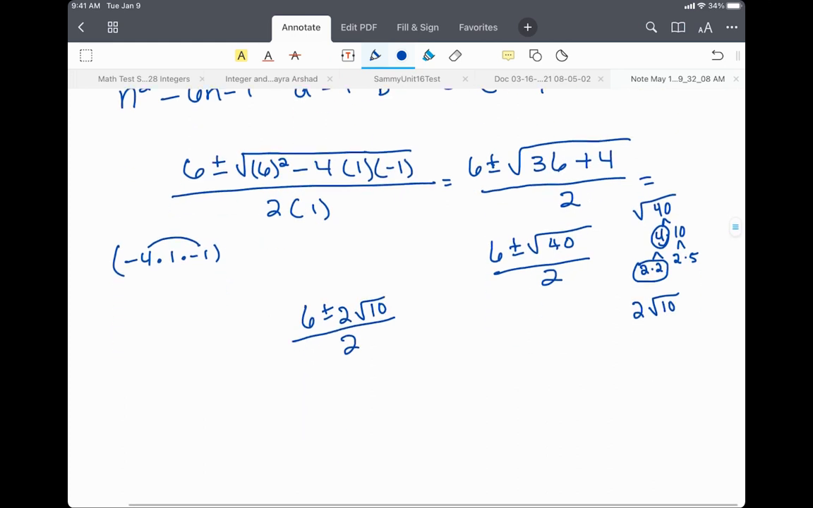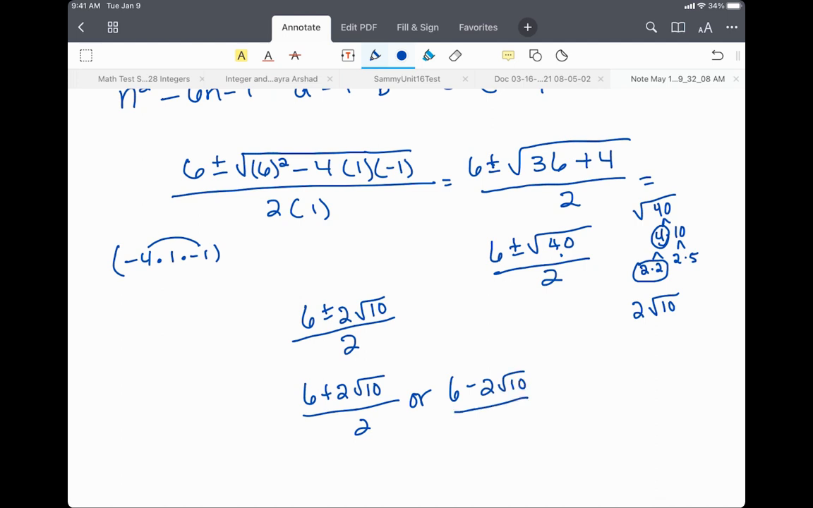And then I'm not quite sure if you're factoring. If you're factoring, so first you had to simplify the square root. And now you can say you have two answers. You have 6 plus 2 square root of 10 all over 2, or 6 minus 2 the square root of 10 all over 2. Okay?